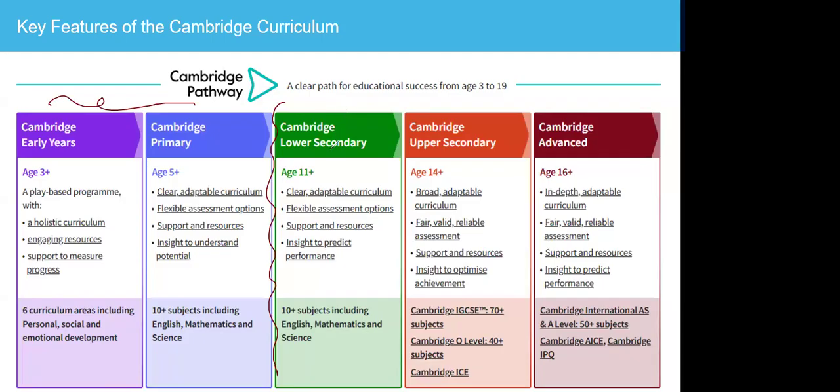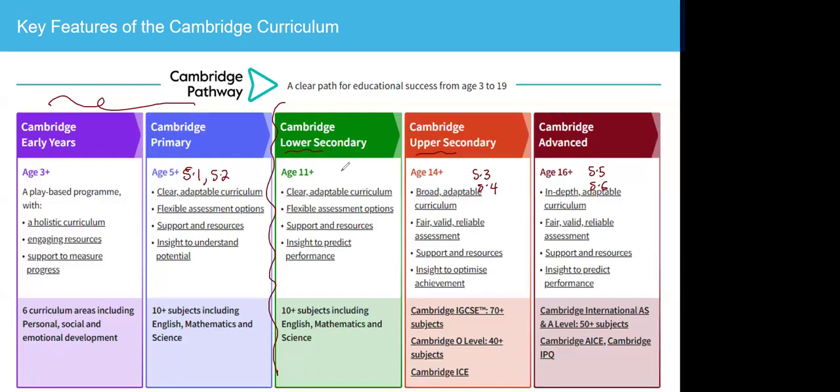Now for the secondary curriculum, we have two levels, what we call the lower secondary, what we call the upper secondary, and what we call the advanced. Let me use the Uganda context. Lower secondary is like what you have as senior 1 and senior 2. Upper secondary is something like S3, S4. Advanced is like S5 and S6 in our Ugandan context.